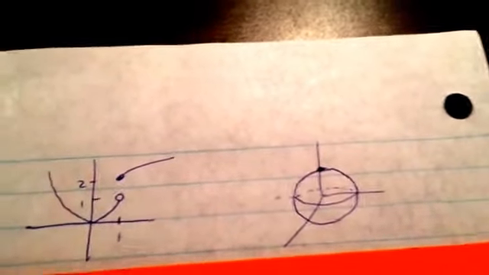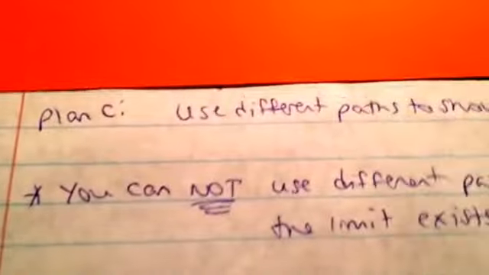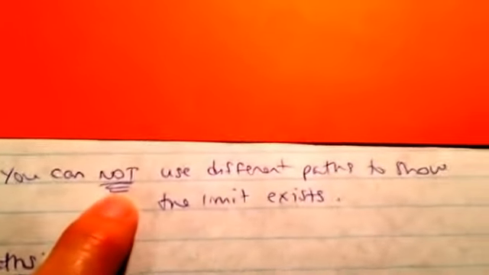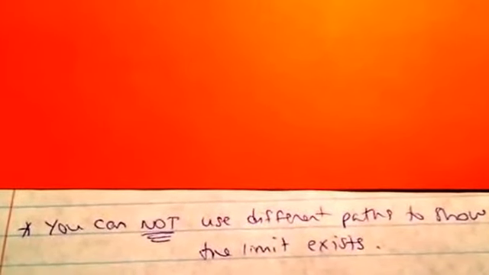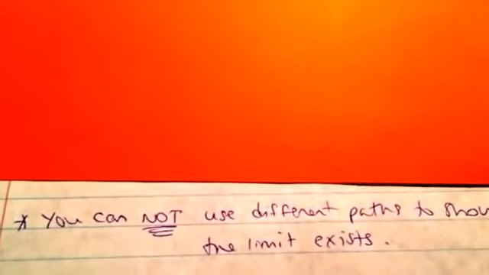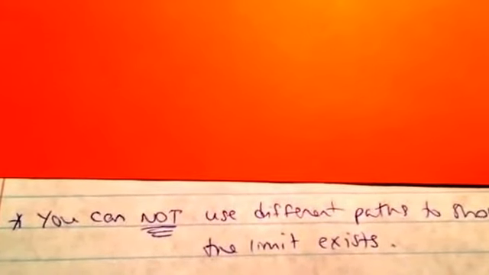And so as a result of that, you cannot use different paths to show that the limit exists, because what you would have to do would be show that the limit was the same along every single path, but there's infinitely many paths, and there's no way you can check infinitely many paths. So you cannot use the different path approach to show that the limit exists, but you can use the different path approach to show that a limit does not exist, if you approach along different paths and you get different limits.